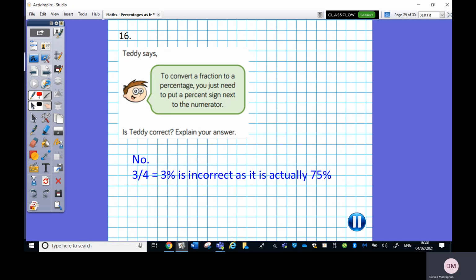For number 16, he is not correct. For example, 3/4, if we said was 3%, is incorrect because it's actually 75%. So we can't just take the numerator and write it as a percentage.